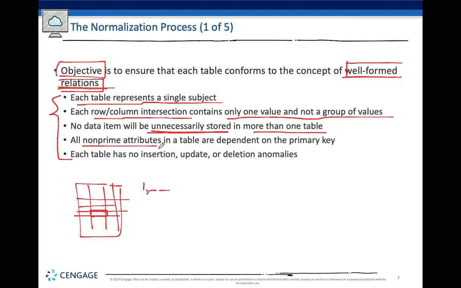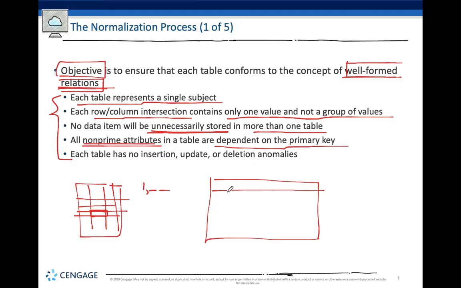All non-prime attributes in the table are dependent on the primary key. What do we mean by non-prime attributes? So think back to the employee table that we were looking at in other chapters. The employee table has the primary key employee number. Employee number is a prime attribute. All other attributes in the employee table are non-prime attributes. So one of the conditions of a well-formed relation is that all non-prime attributes are dependent on the primary key.